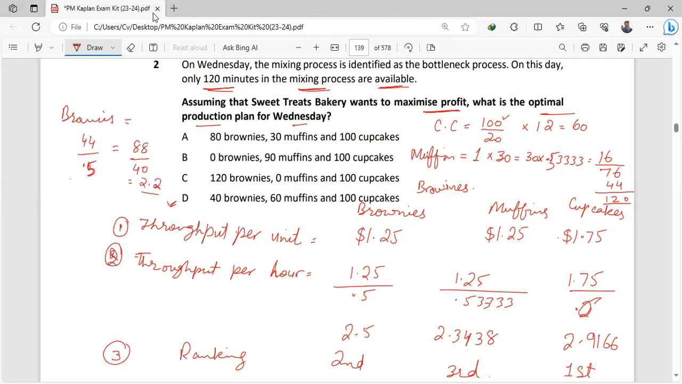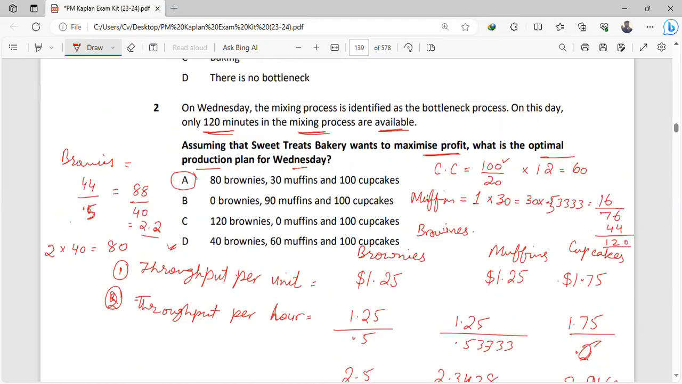So we can produce only two batches within the available time, at 40 units per batch. We can sell only 80 brownies. So only 80 brownies we can sell, 30 muffins we can sell, and 100 cupcakes we can sell to maximize our profit. If you have any question, do let me know before moving further because this MCQ was tricky. I am going to give you an overview, but if you still have questions you can ask me.